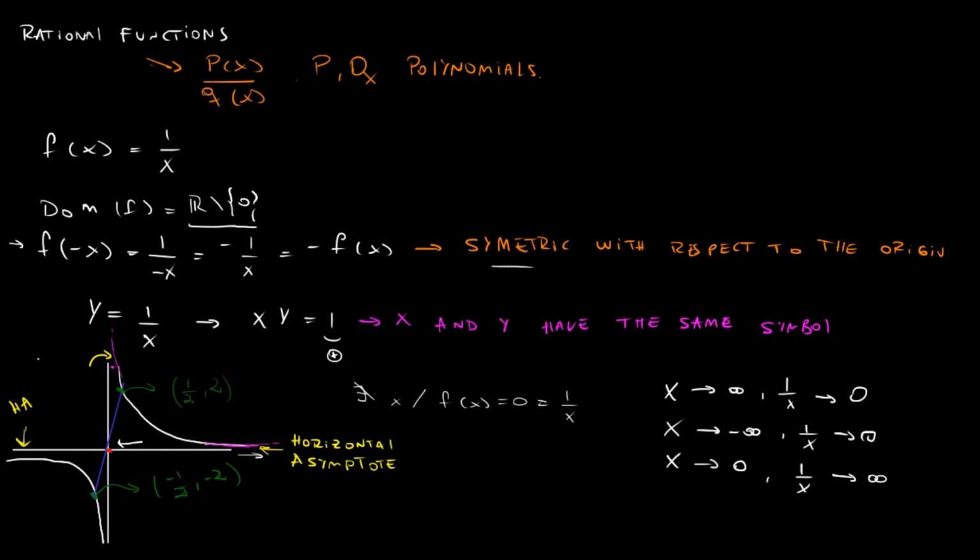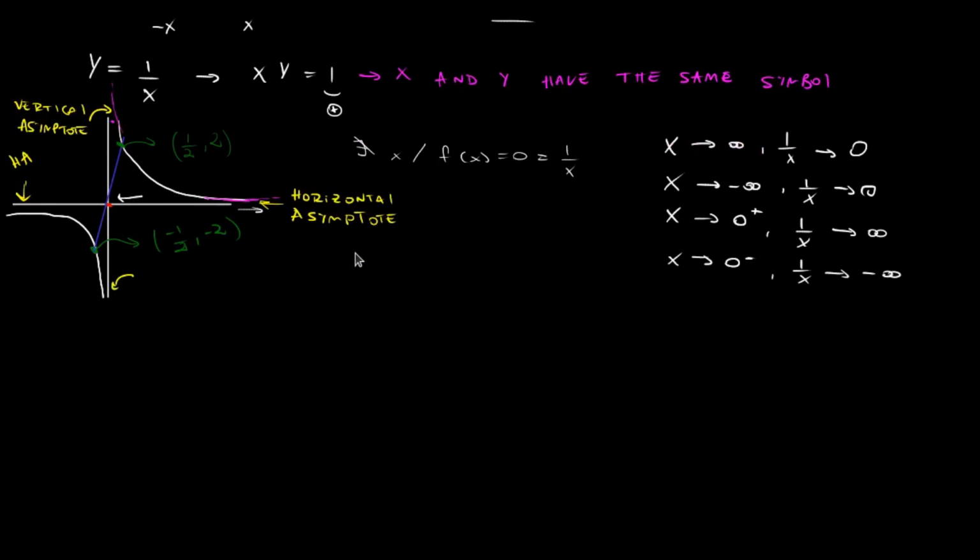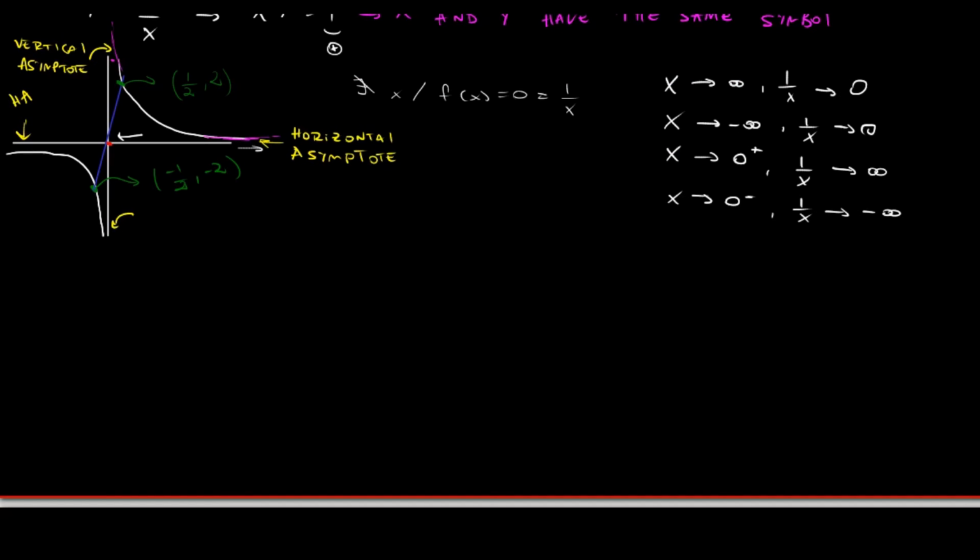This is also an asymptote, but in this case it's a vertical one. And the same happens here. When x goes to 0, but from the negative numbers, here it was from the positive numbers, then 1 over x goes to -infinity. So note that we know a lot about the function 1 over x.